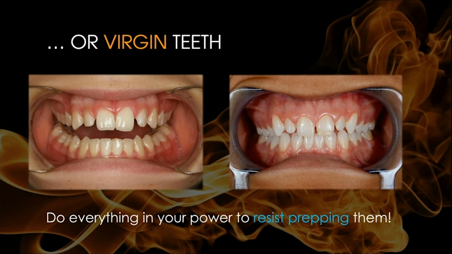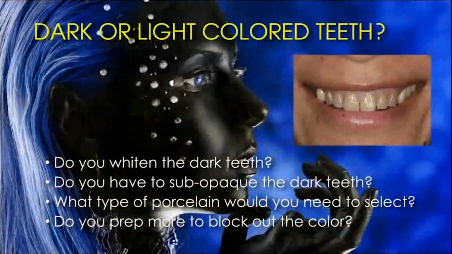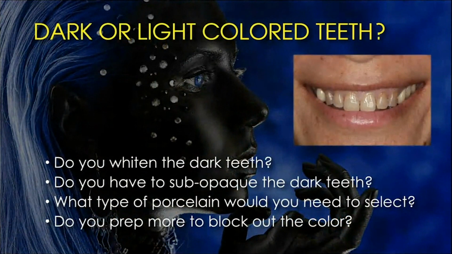So can I work that way to try and move them into a position that's satisfactory based on a lot of other small design factors? Dark or light colored teeth. Do you whiten the dark teeth? Do you have to subopaque and block out the dark teeth? Do you have to do anything else with it? What type of porcelain would you need to select? Do you prep more to block out the color? There are many different ways to kind of hide dark teeth.